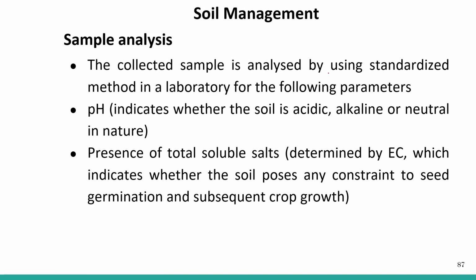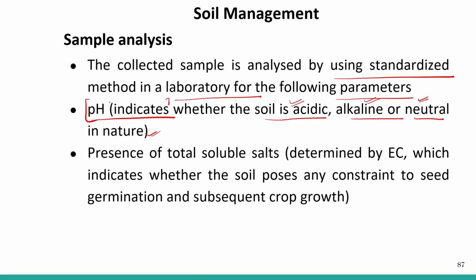The collected sample is analyzed using the standardized method in the laboratory for the following parameters. So what are the parameters? pH indicates whether the soil is acidic, alkaline or neutral in nature. So whether the soil is acidic, alkaline or neutral can be analyzed by knowing the pH of the soil.